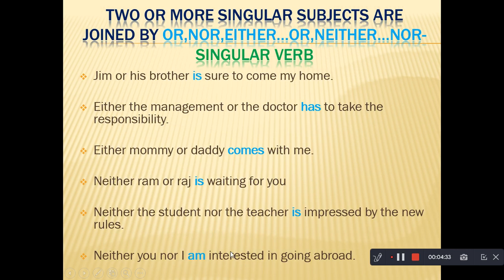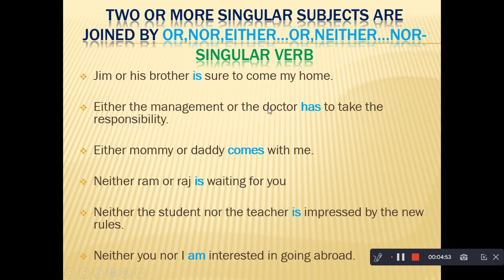The next one: two or more singular subjects joined by or, nor, either...or, neither...nor means we use the singular form of the verb. Jim or his brother. Here Jim is a singular subject and his brother is a singular subject. Both singular subjects are connected by "or", so use the singular form of the auxiliary "is" based on the tense.